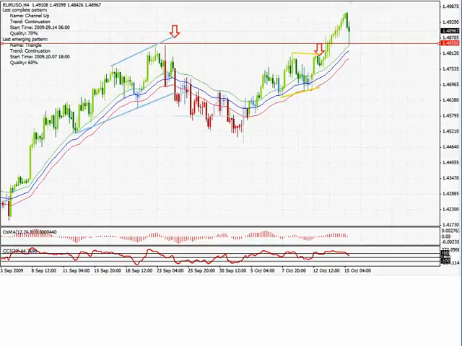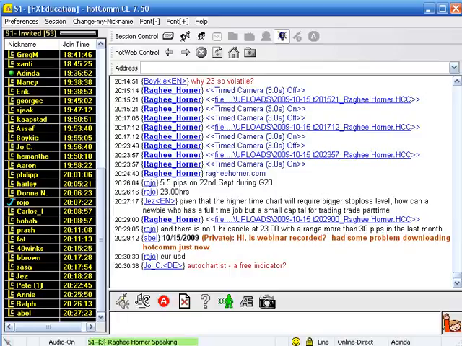Given that the higher time chart will require bigger stop loss levels, how can a newbie who has a full-time job but small capital trade? I would love to say there's an easy solution, but when you have certain things that are going to limit your trading ability, your time to get to the market, the type of stop losses that you're going to have to utilize. Number one, if you're trading part-time with small capital, the first thing you're going to have to do if you're trading a large time frame, if you choose to, is go with smaller position sizing. I mean, that's a given. Okay? That's the first thing you're going to have to do.